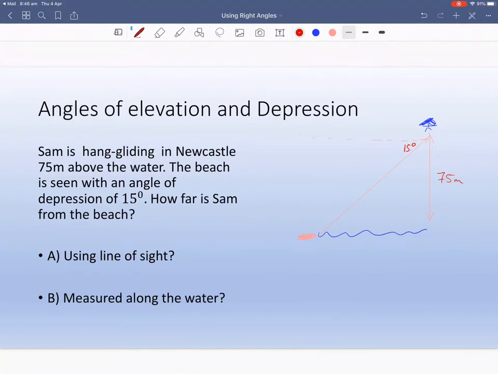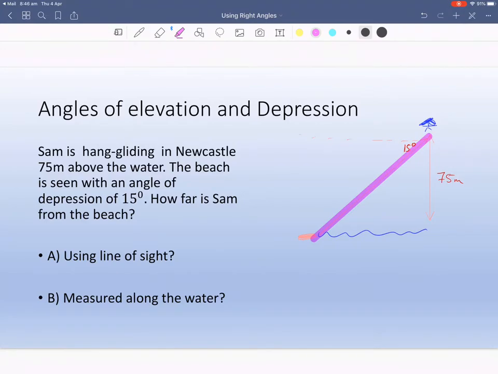So now there's two questions. How far is Sam from the beach? Now one of them is line of sight. So the line of sight is this one, okay? Because that's where you can see the beach, and the other one is measured along the water. Okay, so let's do line of sight first, okay?